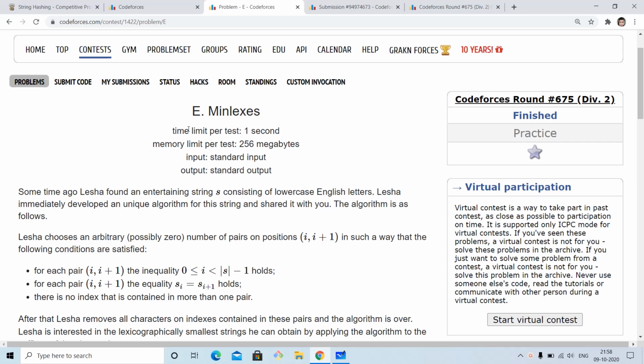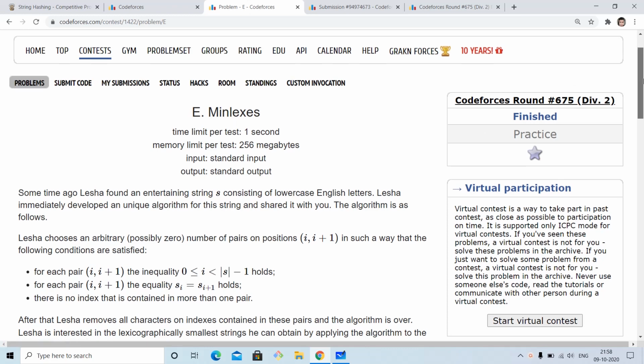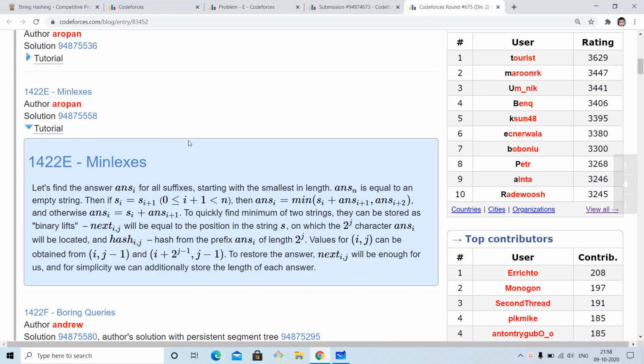Hello everyone. In this video, we're going to discuss problem E, Minlexes, of Codeforces Round 675 Div 2. The approach we will discuss, as told by the editorial, is the approach by hashing and dynamic programming.